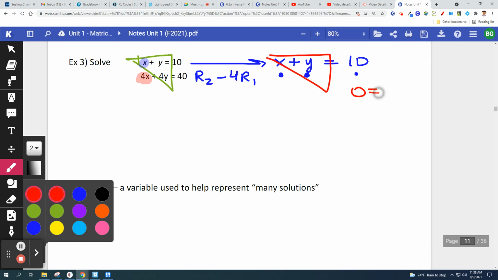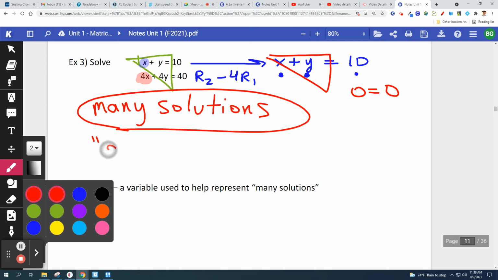But the difference is that bottom equation says 0 equals 0. And if a solution produces a true statement, that's a true statement right there. And it doesn't matter what x is or what y is, okay? You're always going to be able to come back to that true statement. Whatever x number you pick and plug in, you're going to find some y that makes a true statement. And so that's where we say many solutions, or we say the word dependent. Dependent systems.